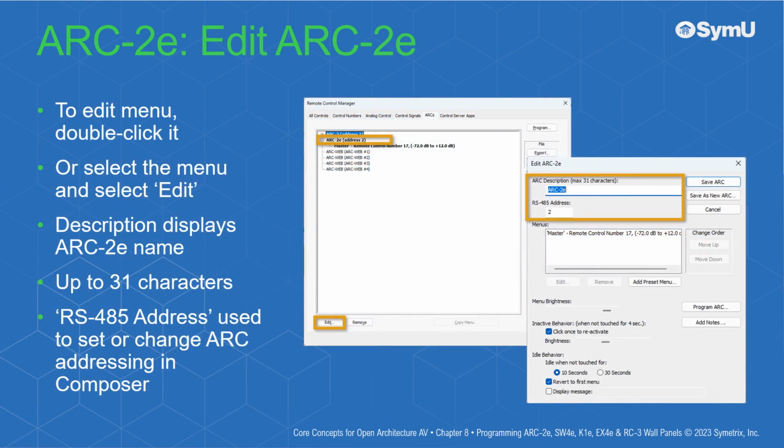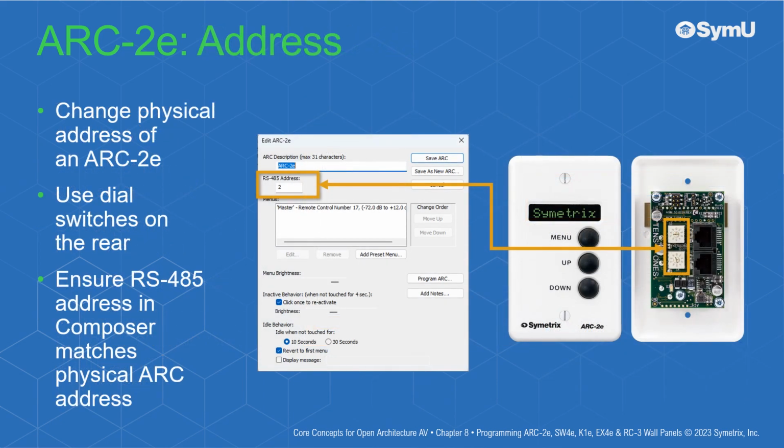To edit a menu, double-click the desired menu, or select the menu and click the Edit button. ARC description displays the ARC-2E name and can be edited with up to 31 characters. The RS-485 address is used to set or change the ARC addressing in Composer. To change the physical address of an ARC-2E, use the dial switches on the rear. Make sure the RS-485 address in Composer matches the physical address of the ARC.